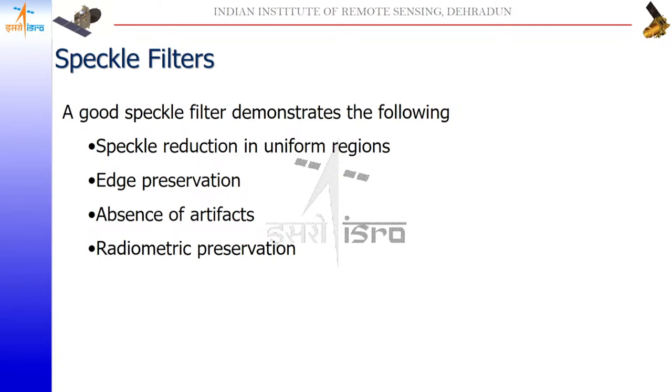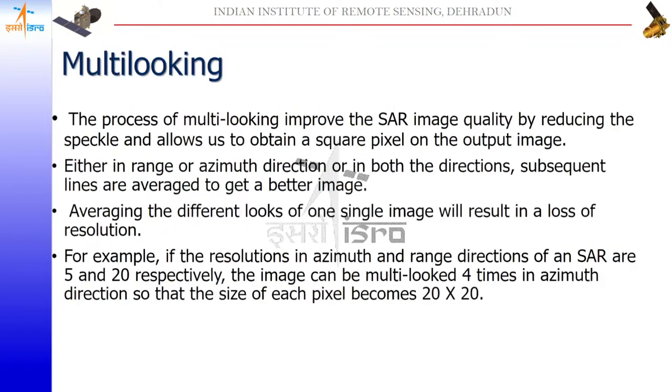A good speckle filter should preserve the edges, like building structures, so it will not do smoothing there, and it should do the smoothing in uniform regions like a water body. It should remove the noise, it should not have any artifacts, and the radiometry should not change, like the dB value, so it should not change that dB value.